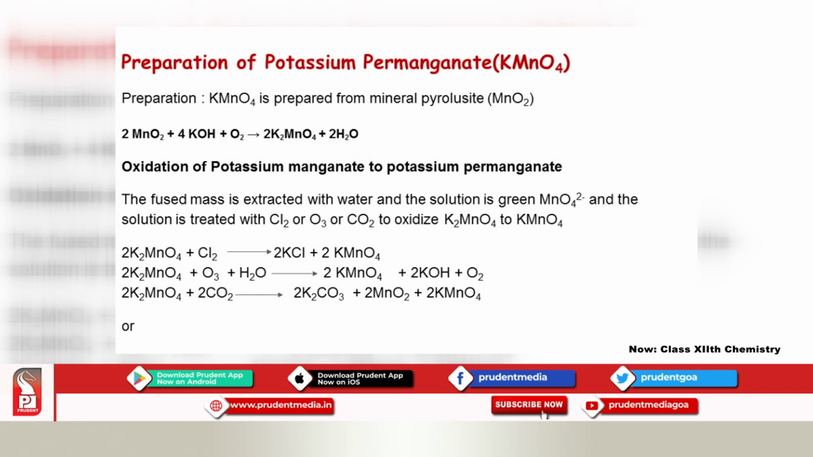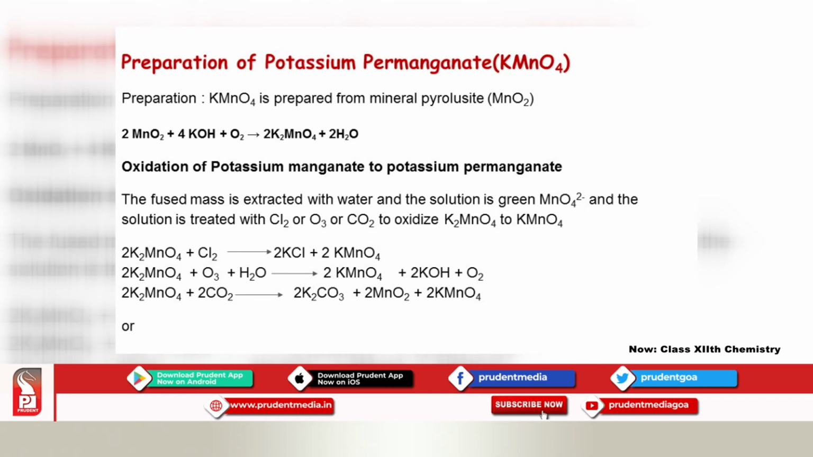Next, the oxidation of potassium manganate to potassium permanganate is very important. Look here, the fused mass is extracted with water and the solution gets MnO4 2 minus, and the solution is treated with either chlorine, O3 or carbon dioxide to oxidize K2MnO4 to KMnO4. See here, K2MnO4 treated with Cl2 gives KMnO4 and 2 KCl. Here also the same, but instead of Cl2 you use O3 and water. What you get is 2 KMnO4, 2 KOH plus water.